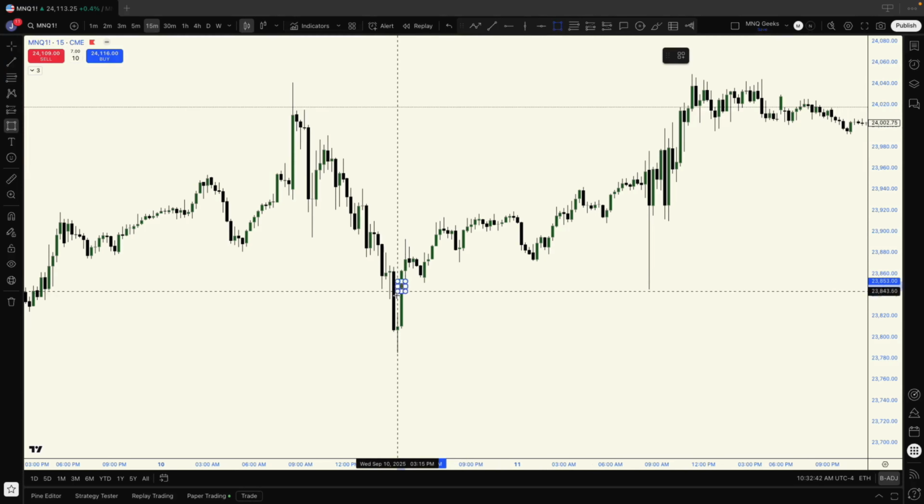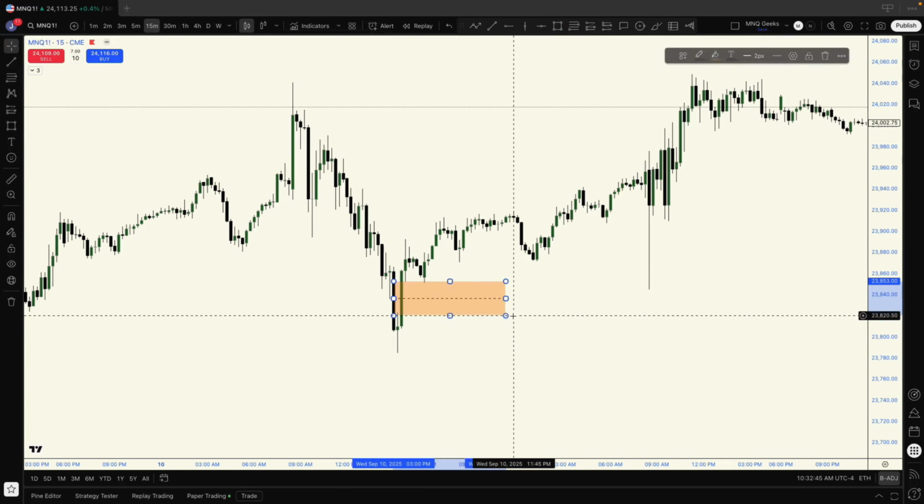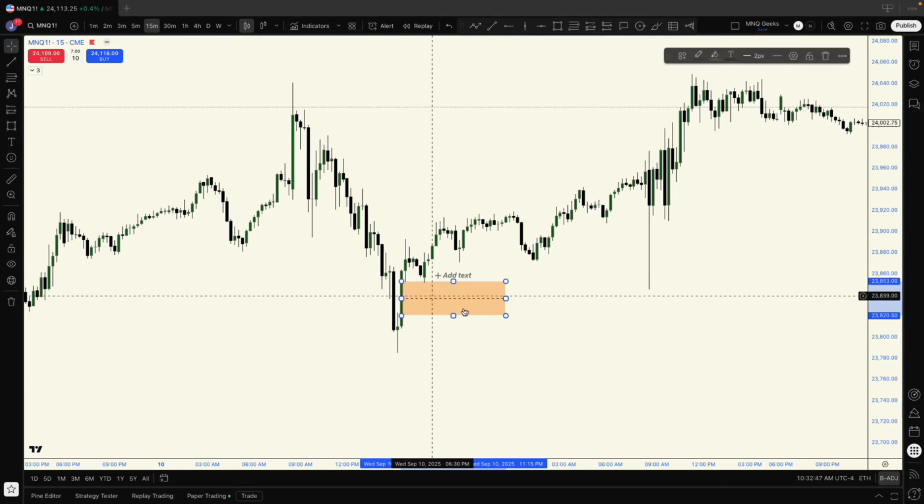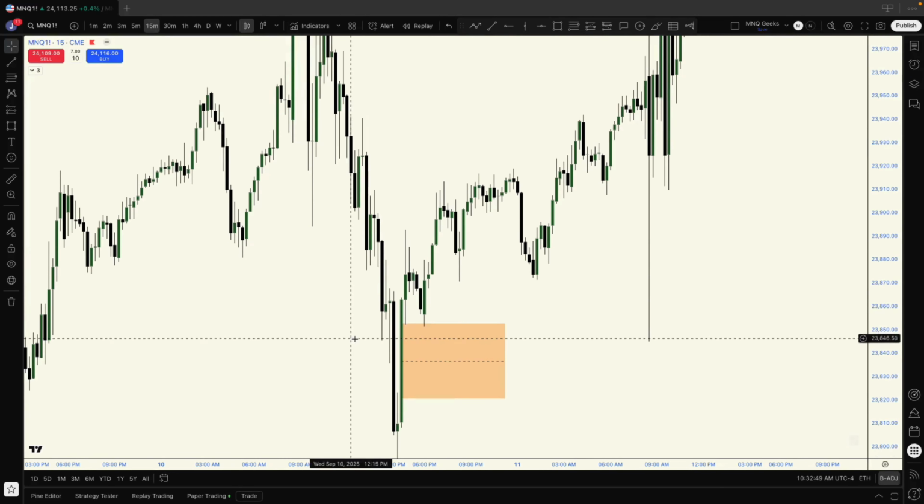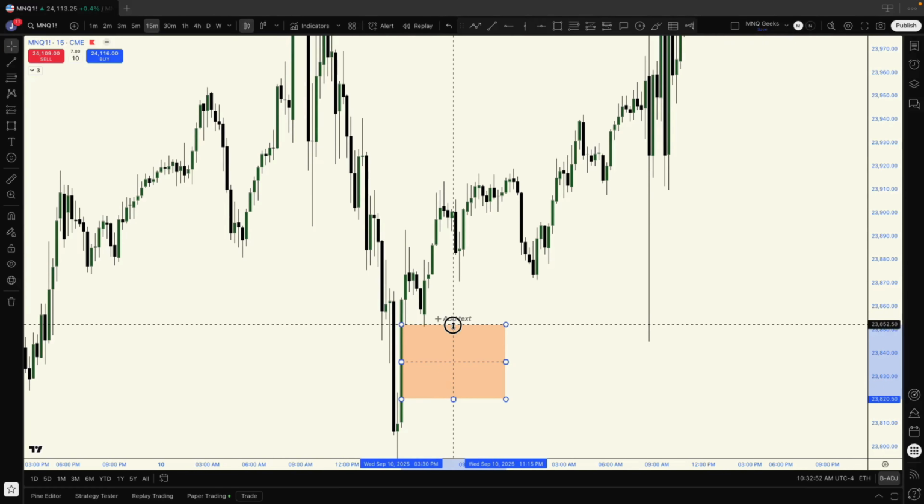What do we have right over here? An unfilled gap. Damn near an unfilled gap. Like we might have wicked into it. We tapped into it right here, barely.